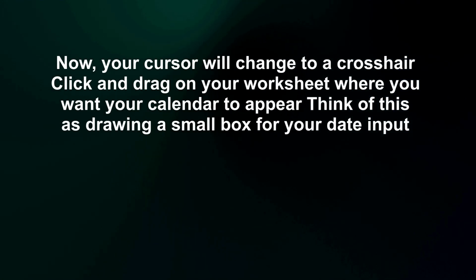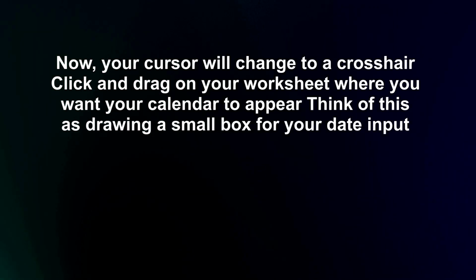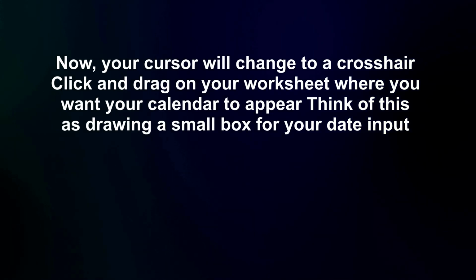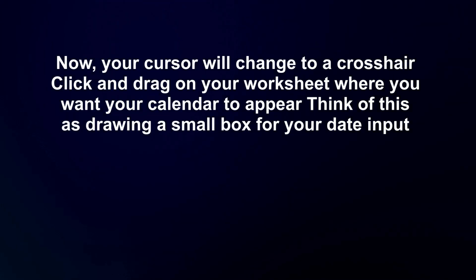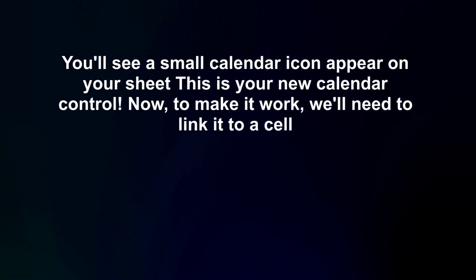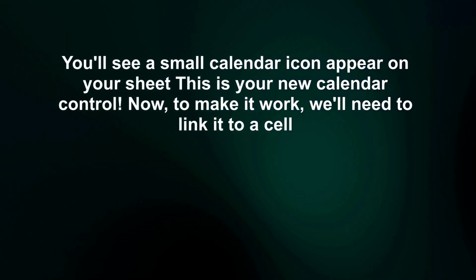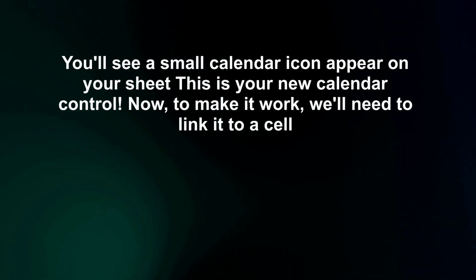Now, your cursor will change to a crosshair. Click and drag on your worksheet where you want your calendar to appear. Think of this as drawing a small box for your date input. You'll see a small calendar icon appear on your sheet. This is your new calendar control.